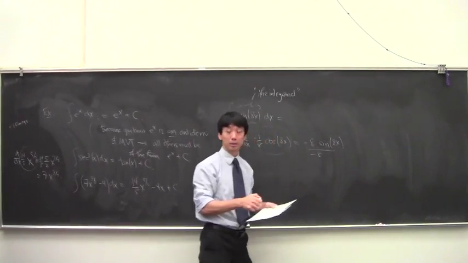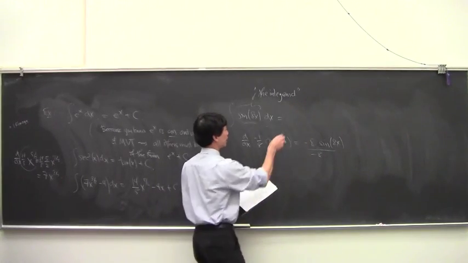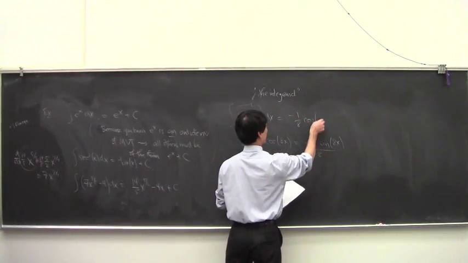Wouldn't it be negative cosine? Mm-hmm. So you get negative 1/8 cosine 8x.